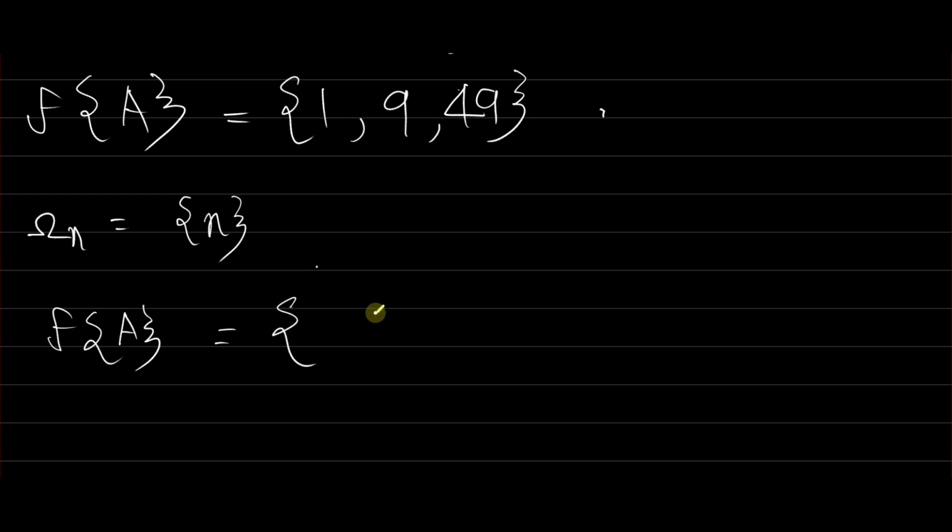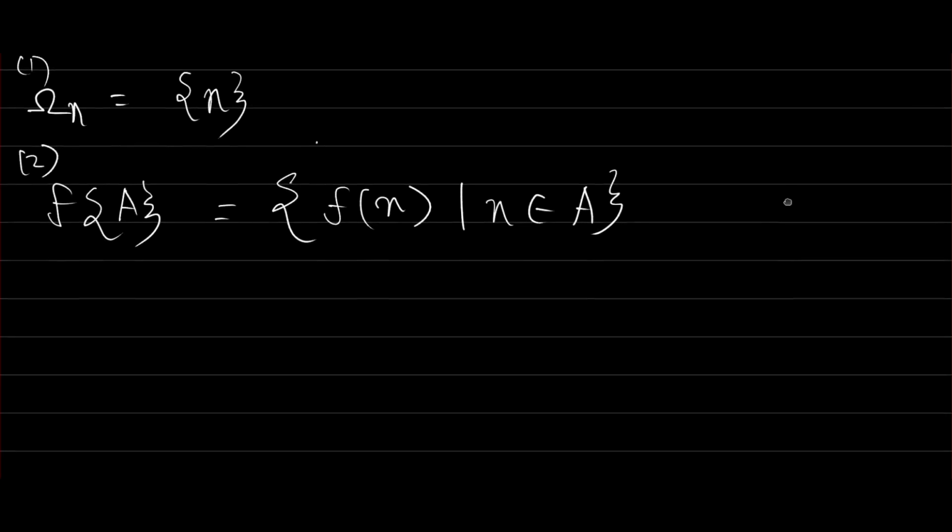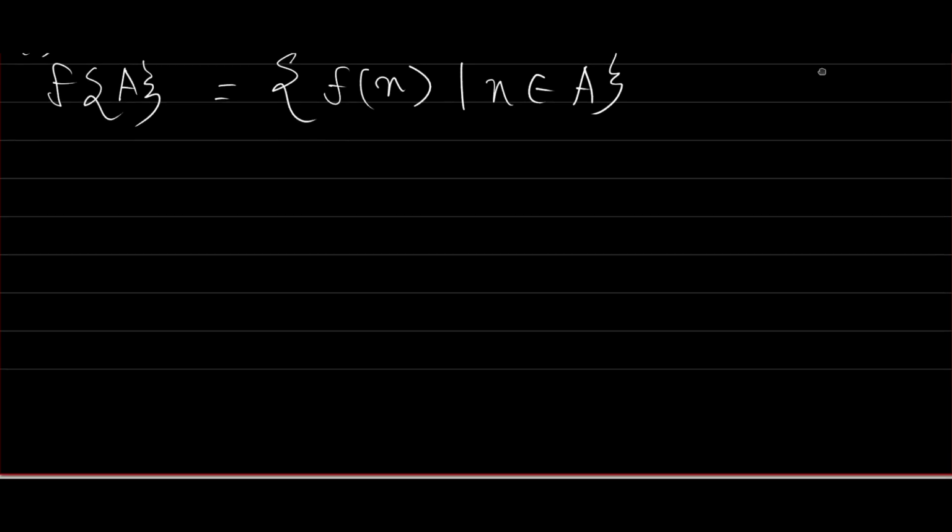Anyways, so this is f of n such that n belongs to A. So this is notation number 1, notation number 2. Now we are done with notations. We are going to dive into properties. Properties of the special sigma notation we have just derived. So we are going to dive into 3 properties, easy to hard.